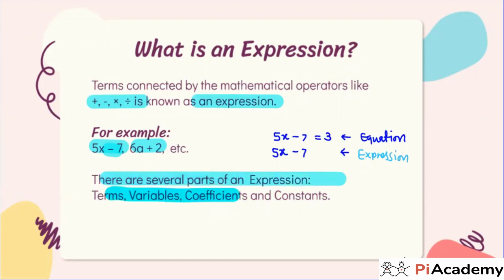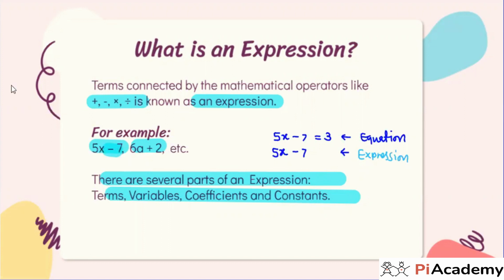Terms, variable, coefficient, and constants. So we all already know this, right? But still, if you want, I can write it again. Let's say this is 5x minus 7. So 7 is a constant, x is a variable, 5 is the coefficient, right? And 5x itself is a term, and 7 is also a term. Okay, fine. All this learning.